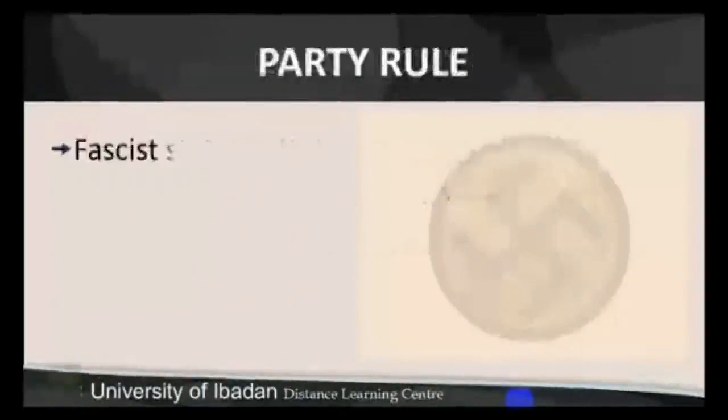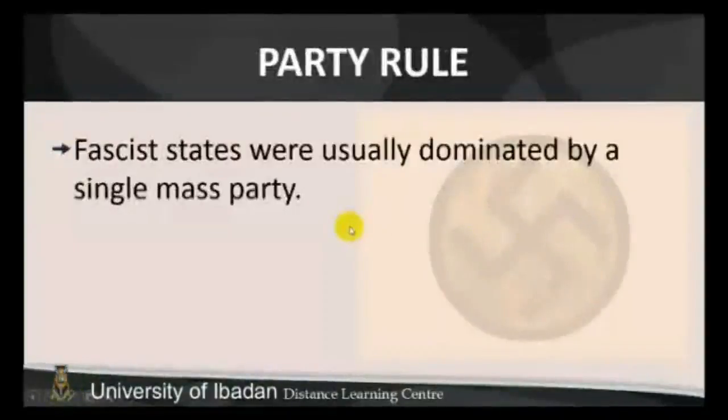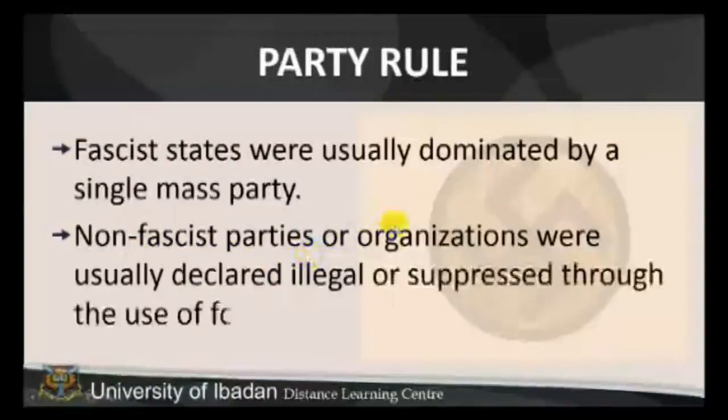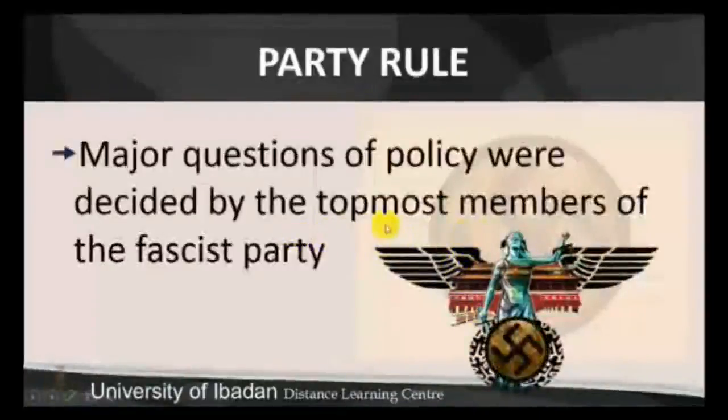Fascist states were usually dominated by a single mass party. Non-fascist parties or organizations were usually declared illegal or suppressed through the use of force. Major questions of policy were decided by the topmost members of the fascist party. The fascist party usually had many subsidiary organs or units through which the party reached out to the people and mobilized them in support of the goals of the fascist government.